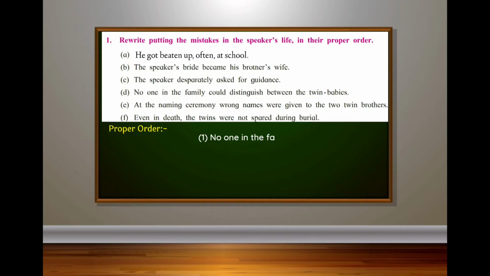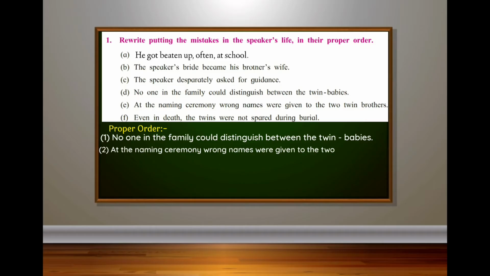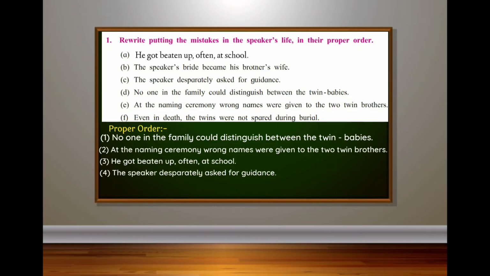First, no one in the family could distinguish between the twin babies. Second, at the naming ceremony, wrong names were given to the two twin brothers. Number 3, he got beaten up often at school. Number 4, the speaker desperately asked for guidance. Number 5, the speaker's bride became his brother's wife. Number 6, even in death, the twins were not spared during burial.